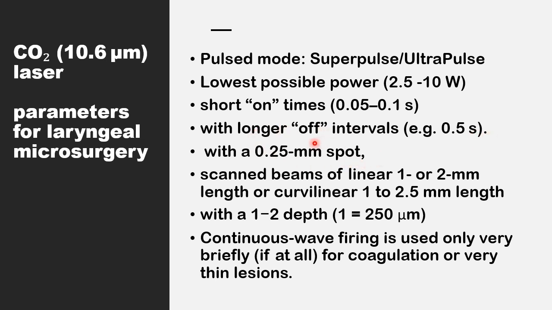concentrated into a very small spot, like 1/4 of a millimeter spot. But if it's used to cut into a line, this would be 1 or 2 millimeters in length, and this line can be curvilinear, a bit longer, 1 to 2.5 millimeter in length, curved to the right or curved to the left. And the depth of penetration would usually be set between 1 and 2, which is 1 is equivalent to 1/4 of a millimeter and 2 to half a millimeter. The continuous wave mode is used only very briefly, if at all, and then for coagulation or on very thin lesions.